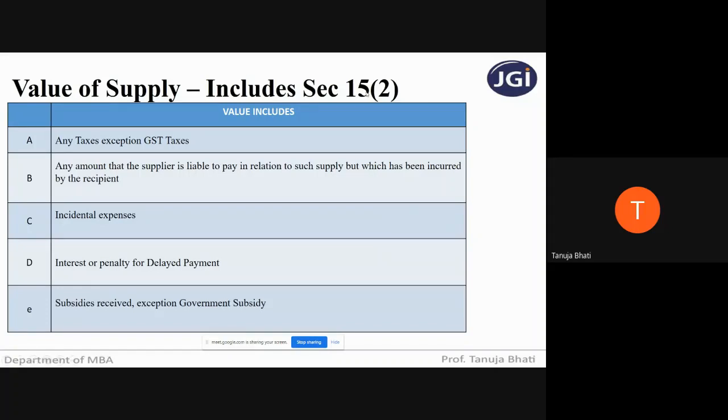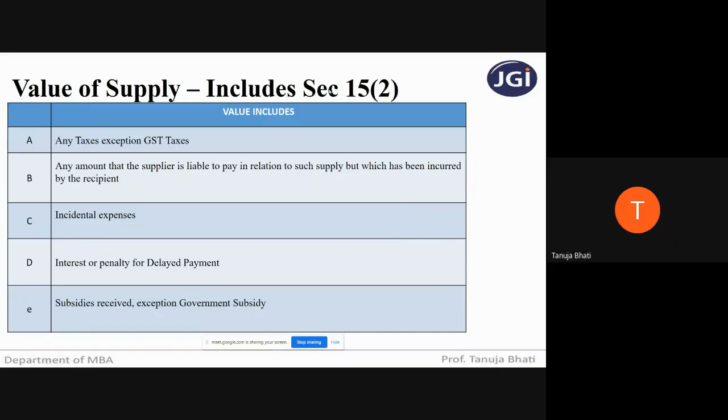But to this value, you have to add 5 items if they are not added to the transaction value. If they are already added to the transaction value, you need not add. But if they are not added, you need to add. So first thing, if there are any taxes collected except GST taxes, you need to add those taxes. Second thing, if any amount that the supplier is liable to pay, actually the cost of that is to be borne by the supplier, but the recipient has paid that. The recipient has paid that amount, then such amount has to be added to the transaction value and GST has to be calculated on that.